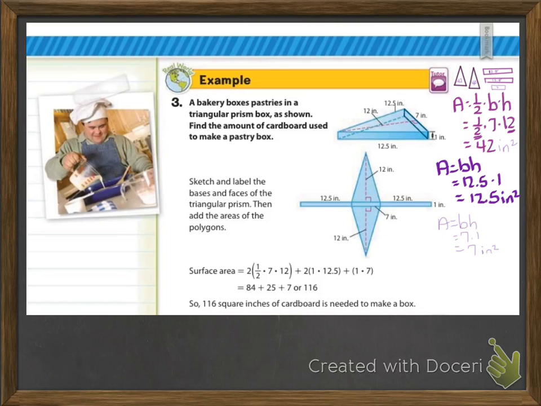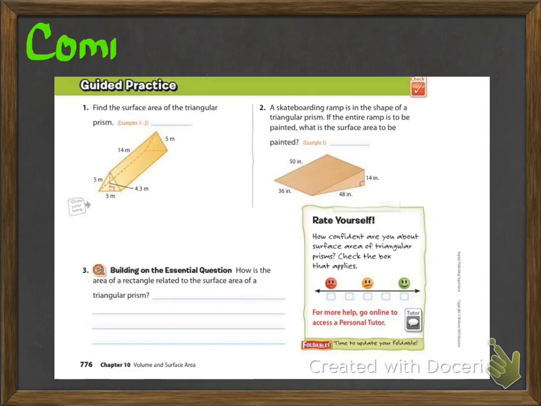So now what you're going to end up doing is adding all these numbers together. The 42 plus the 42 plus the 12.5 plus the 12.5 plus the 7, and that is what's going to give us our final answer of 116 square inches for this cardboard pizza style box that they're using for pastries. All right. So let's go ahead to our next one.